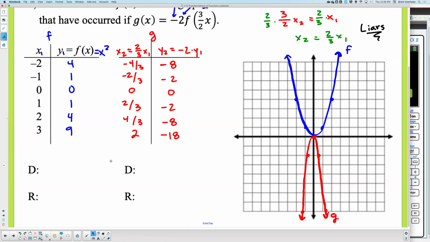All right, talk to me about domain. Domain, look on the parent function, f. Do we have negatives? Yes. Do we have positives? Yes. Do we have 0? All right, all reals.